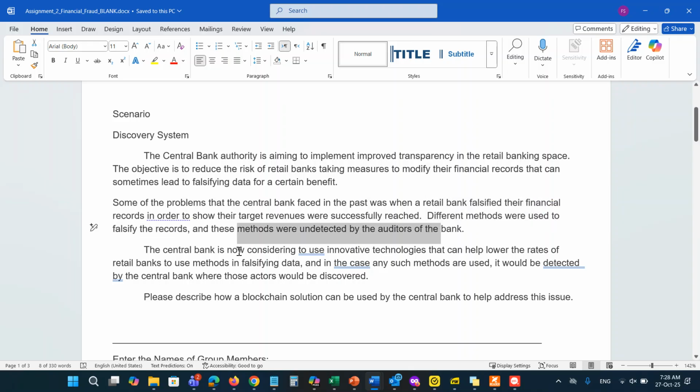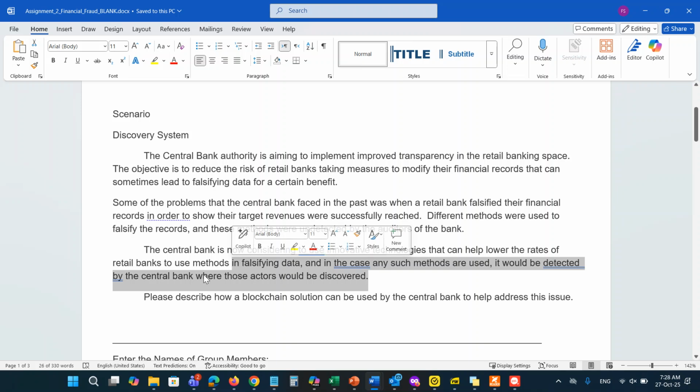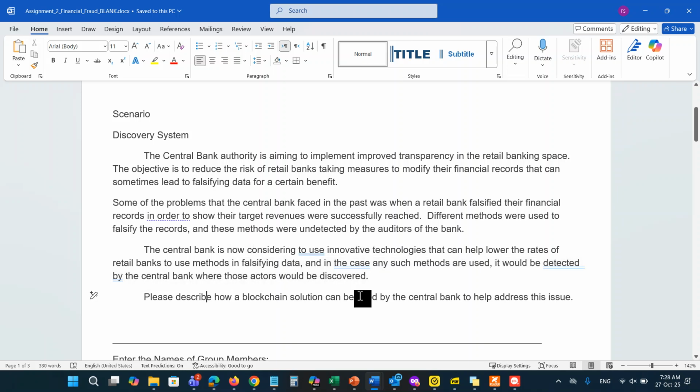The central bank is now considering using innovative technologies that can help lower the rates of retail banks using methods to falsify data. And in the case any such methods are used, it would be detected by the central bank, where those actors would be discovered. All right. Please describe how a blockchain solution can be used by the central bank to help address this issue.